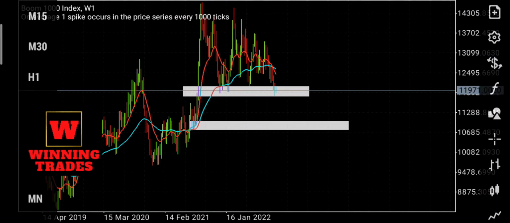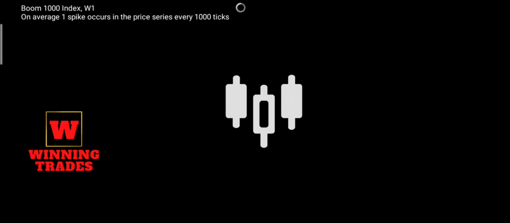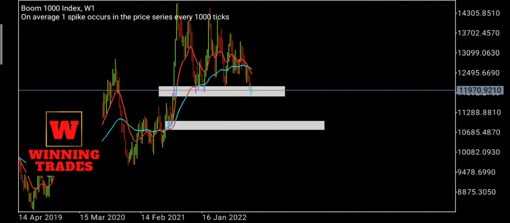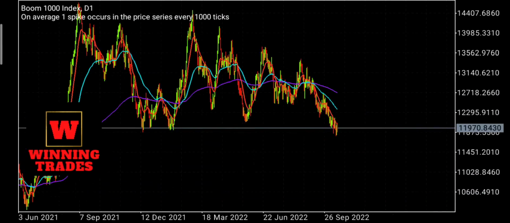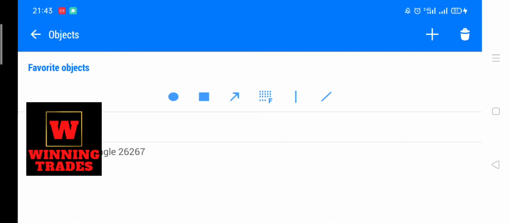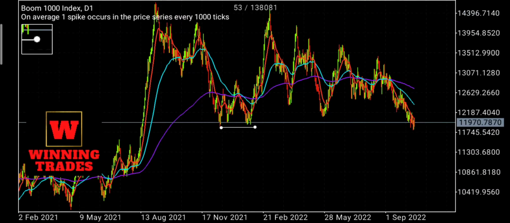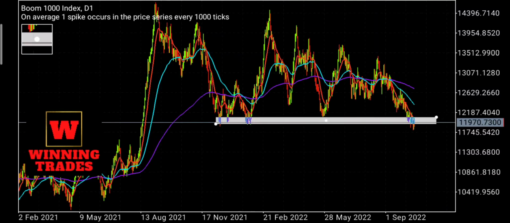Let's look at the daily to see what price is showing to us. Let's take this out. What is the daily doing? Look at the daily here. You can see the level here is still operating. You can see this level right here, which is looking like a break. This is the level right here.